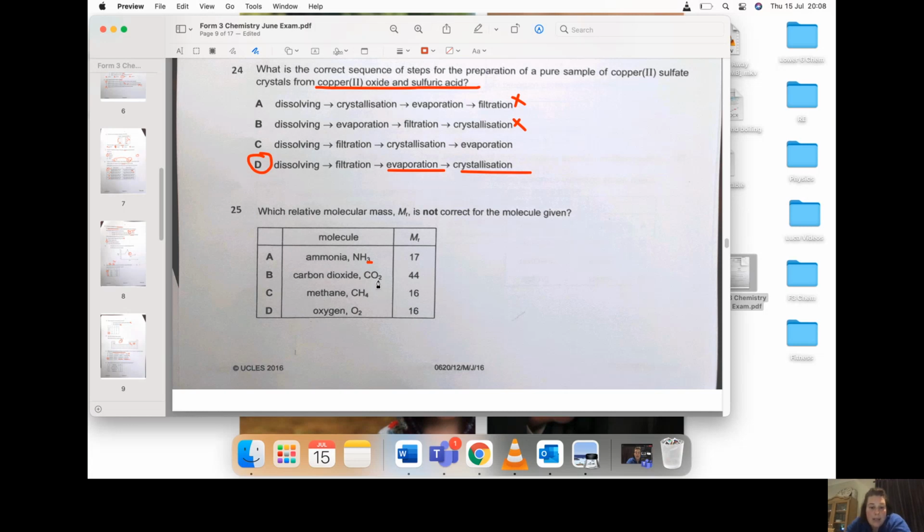Carbon dioxide. What is carbon? What is oxygen times 2? Does it add up to 44? You will find that it does. Methane. Carbon plus 4 hydrogens does add up to 16. Oxygen is O2. So the Mr of oxygen when it's O2 is actually 32, not 16. 16 is just one oxygen atom. Okay, we have 2 of them, O2. So you would have 32 here.